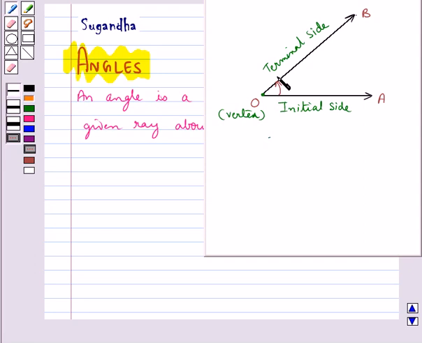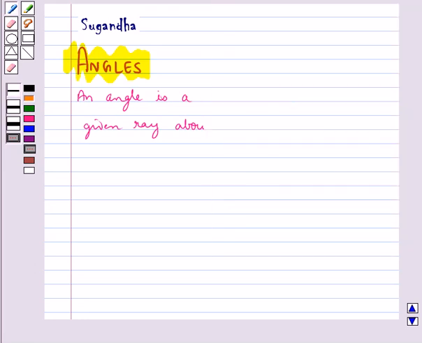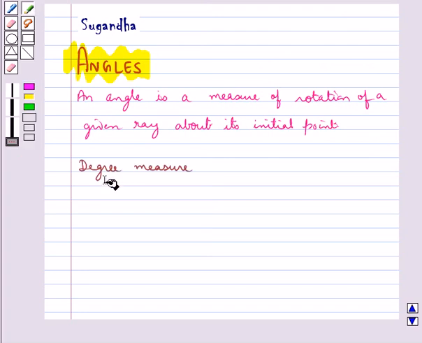If the direction of the rotation is anti-clockwise, then we get a positive angle. And if the direction of rotation is clockwise, we get a negative angle. We can also say the measure of an angle is the amount of rotation performed to get the terminal side from the initial side. Next, we shall study degree measure, which is another important unit of measurement of an angle.